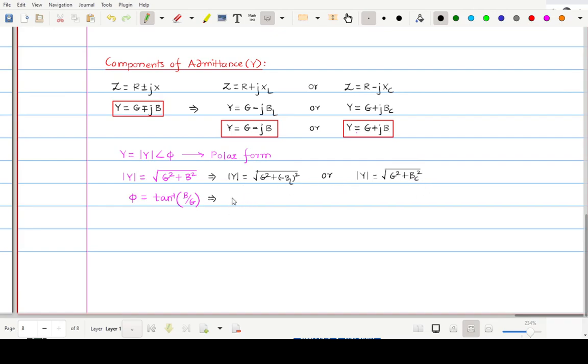And what about phase angle? Phi will be equal to tan inverse of minus BL upon G. So if your circuit contains inductance, then you will get negative phase angle, and if your circuit contains capacitance, then you will get plus BC upon G, so you will get positive phase angle. So in this way you can represent admittance in rectangular as well as polar forms, both in case of inductive susceptance and capacitive susceptance.